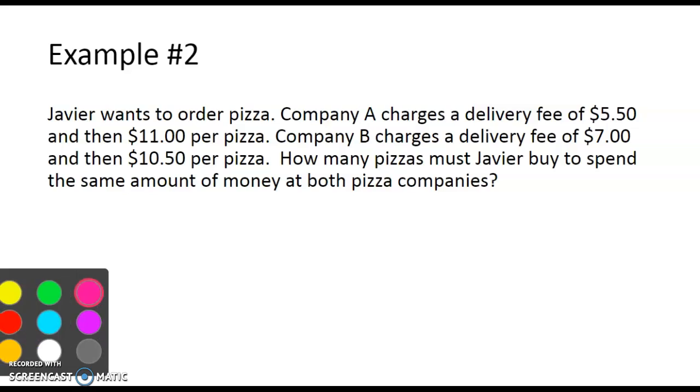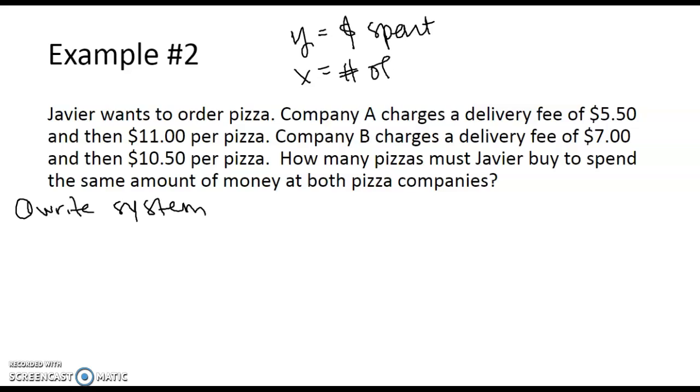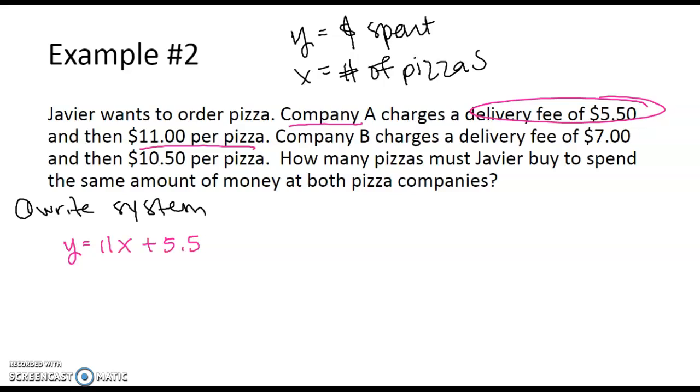So, in this case, our first step again is to write our system of equations. We know that we're comparing number of pizzas to money. So let's define our y as the money spent, and let's define x as number of pizzas. So let's do company A. We'll make company A be pink. Company A has a delivery fee, that one-time fee of $5.50, and then they charge $11 per pizza. So their equation would be their total money spent equals $11 per pizza plus that one-time delivery fee.